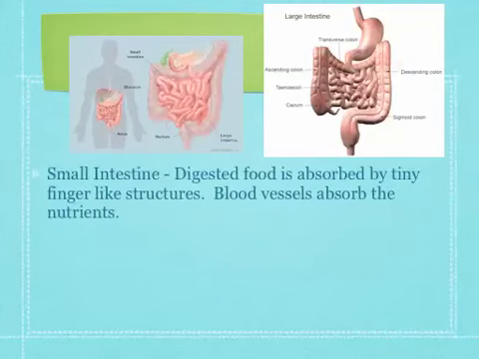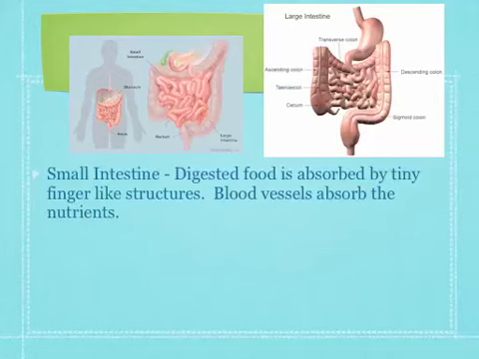Let's talk about the intestines. Now, a lot of people think that the stomach is probably the most important part of the digestive system, when really it's the small intestines. The stomach helps break down food, but it's the small intestines that really absorbs the food into the bloodstream. And then once the food is in the blood vessel, it can go to the cells for them to use.